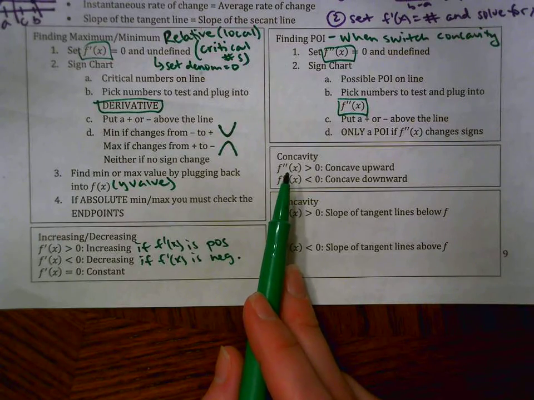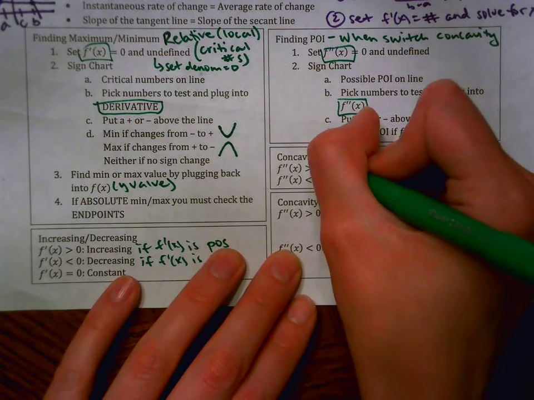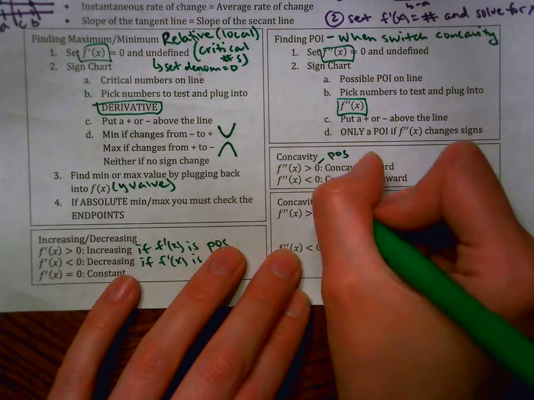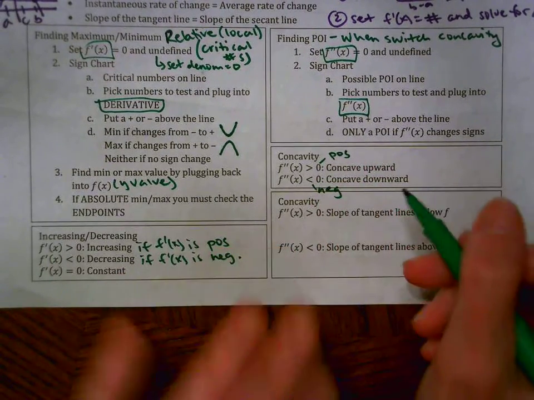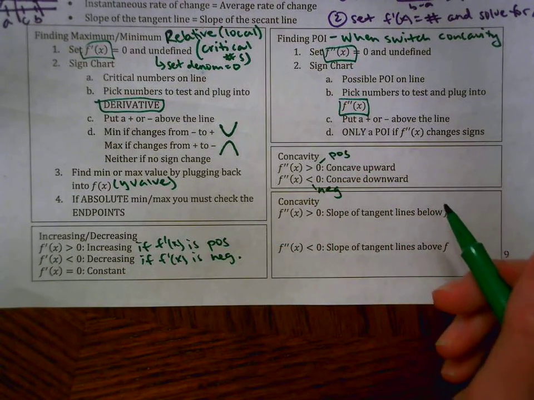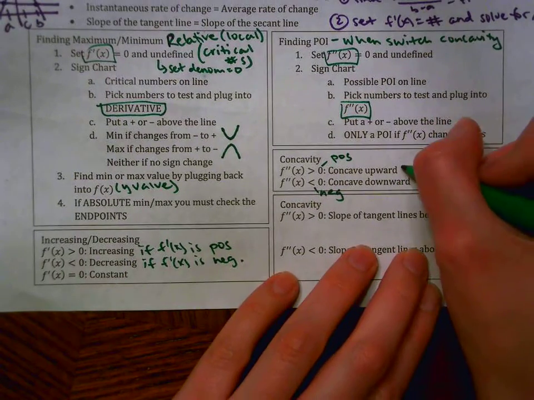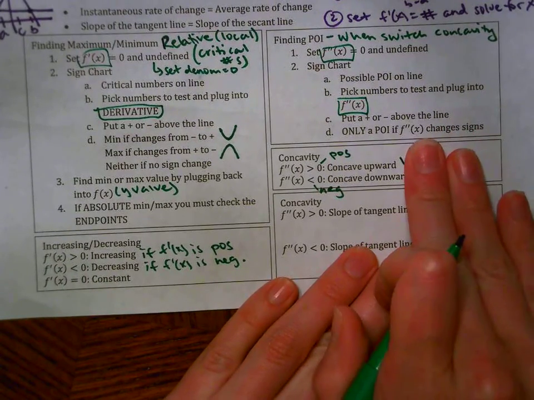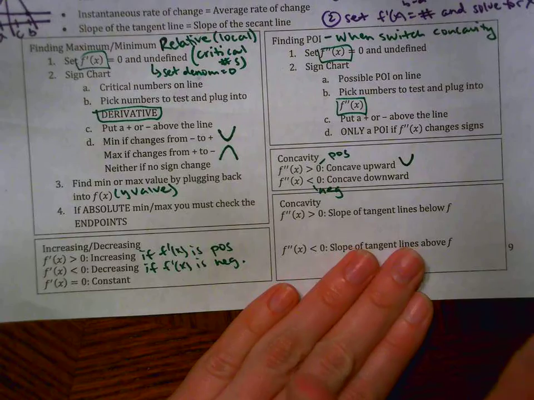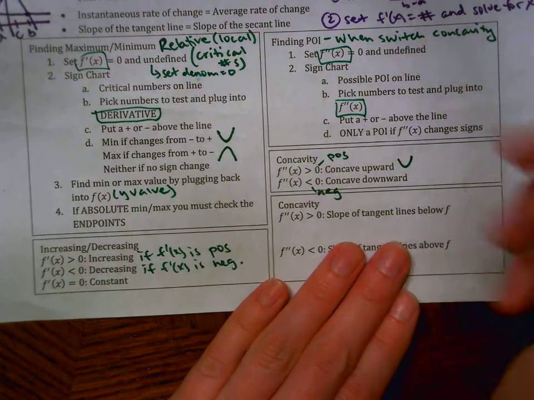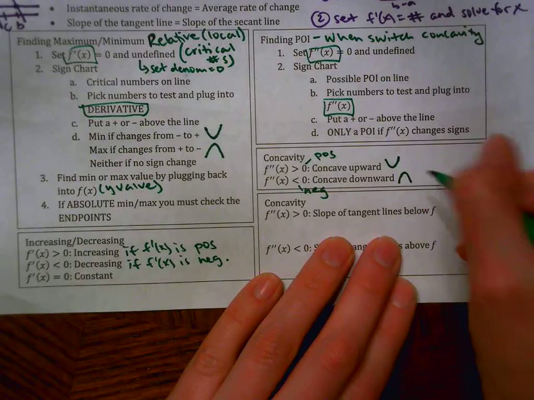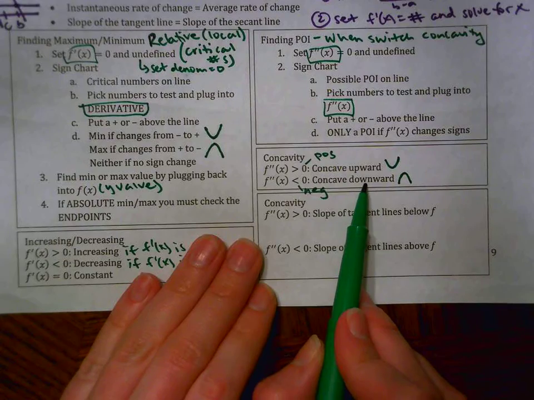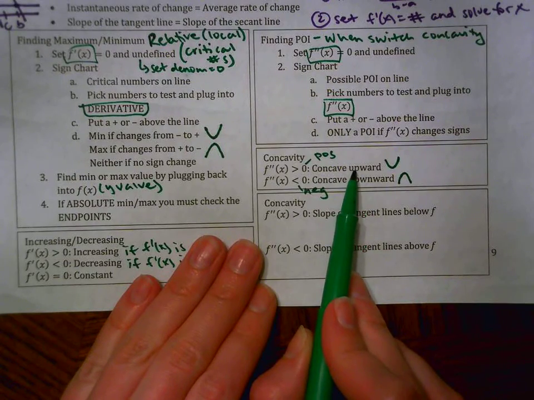So if your f double prime is greater than 0, which would be positive, then your function is concave up. If your f double prime is negative, then your function is going to be concave down, right? So concave up would be anything that looks like a U. It could be decreasing or increasing, so it could just be half of that U. If it looks like a cup, that's concave up, and concave down is like a frown. So the slope over time is slowing down, or the slope over time is speeding up.